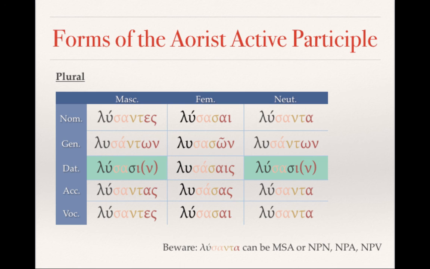And so you can see there with the green highlighting that the dative plural in both the masculine and in the neuter is different from the other forms that have the unt infix. And as with the present active participle, you must be aware that the masculine singular accusative is identical to the neuter plural nominative, the neuter plural accusative, and the neuter plural vocative.